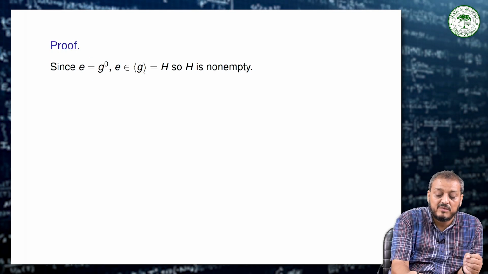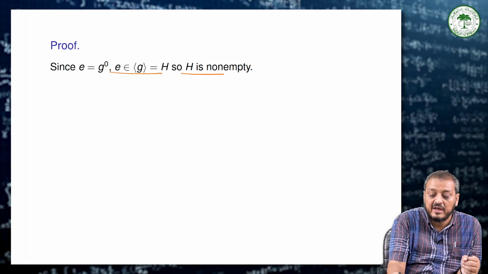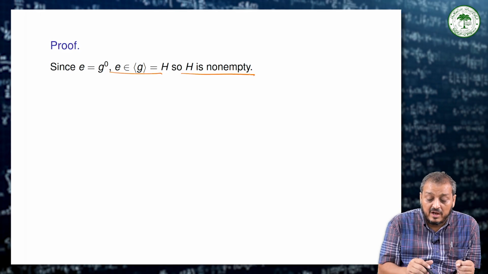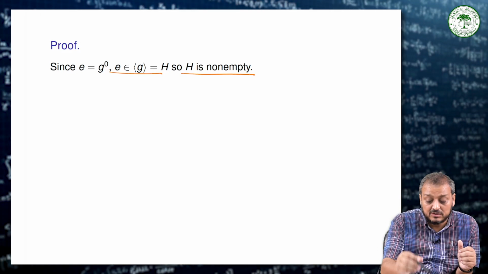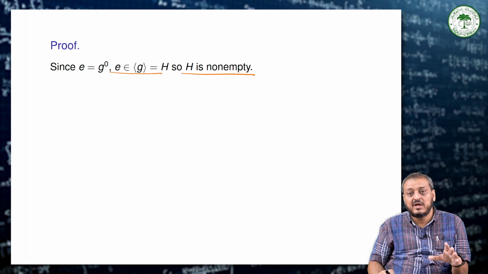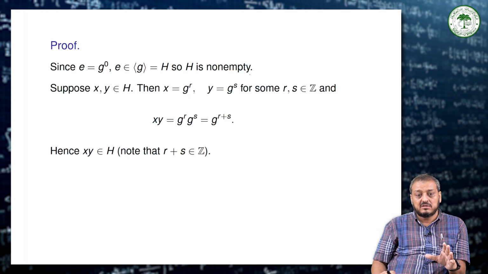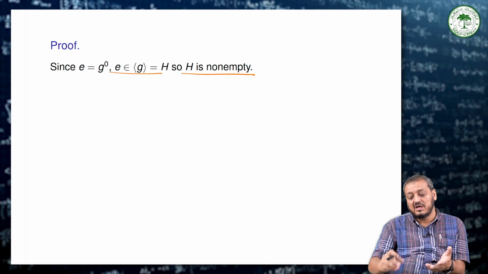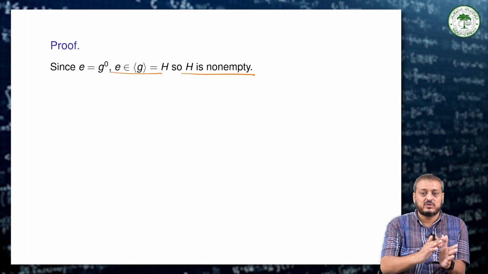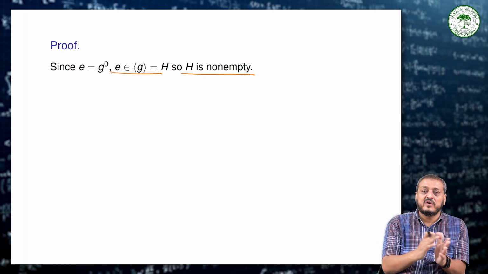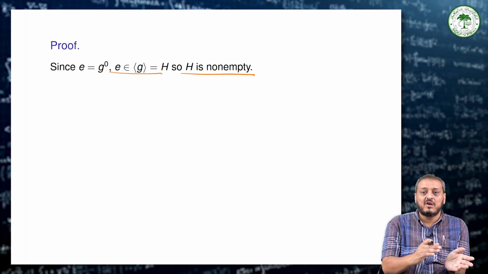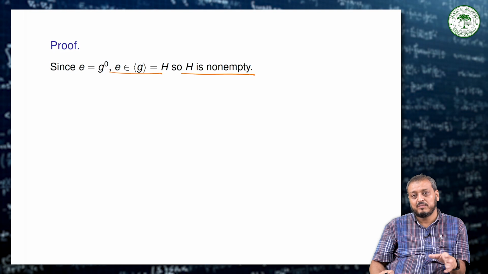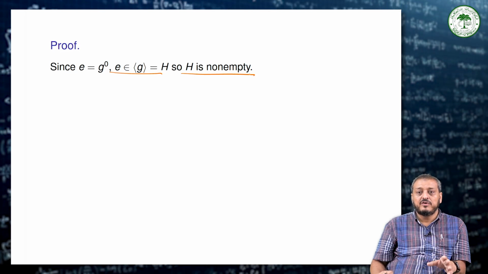So e is the element of H. This is a, so clearly H is non-empty. Now we have to take any two elements of this set and show that if x and y are elements of H, then xy inverse also belongs to H. Or, if x and y are elements of H then xy is an element of H, and x inverse is also an element by the criteria of a subgroup.